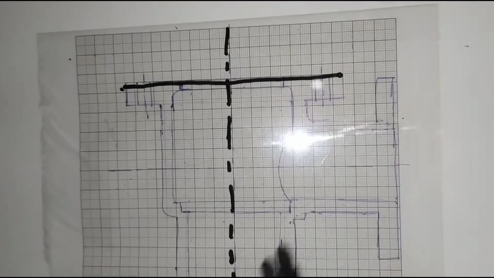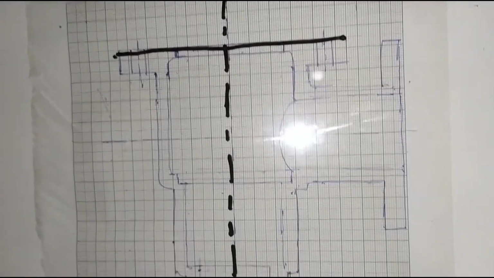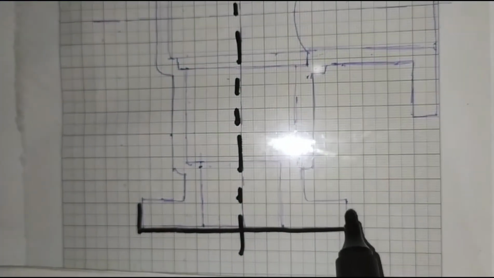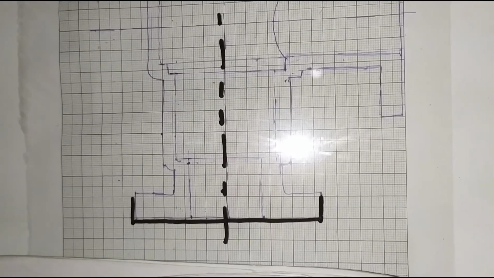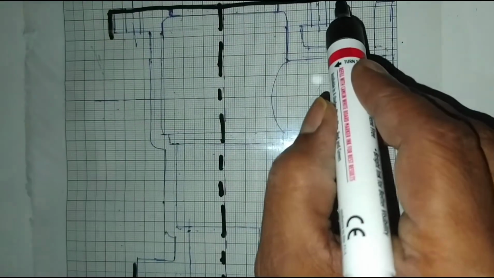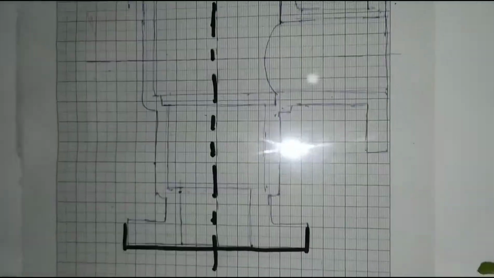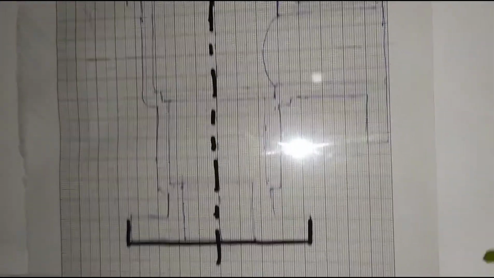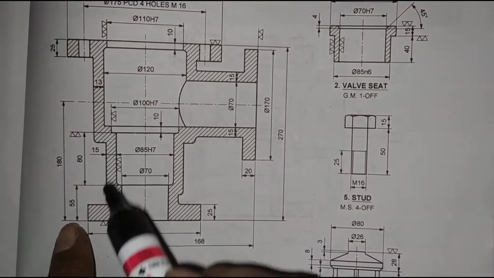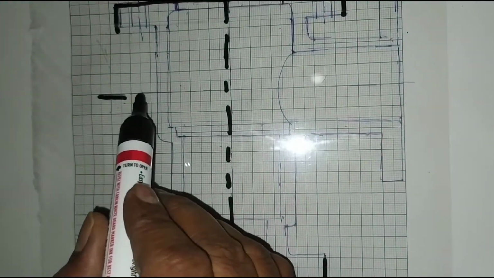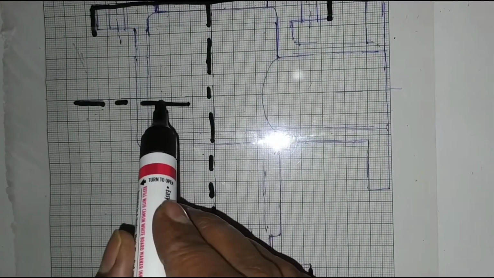Now I will draw the base, whose thickness is 25 mm, 25 mm. At the upper portion here it is also 25 mm and 25 mm. Now we will place another center line here. From the base, they have given the center line at 180 mm. I will draw the other center line.